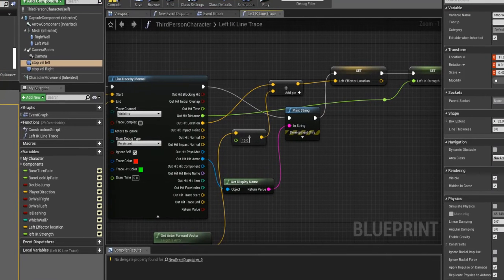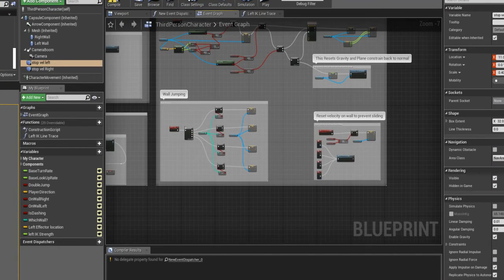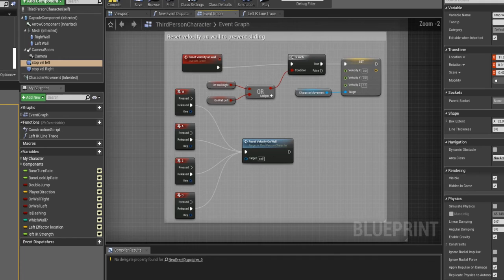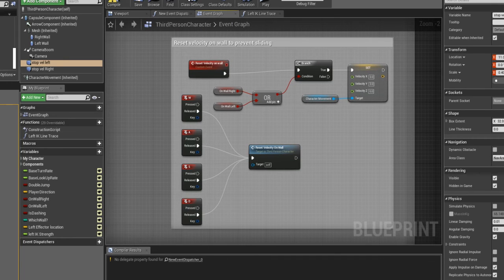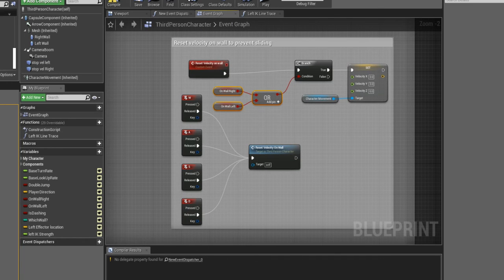I also made a custom event for this called Reset Velocity on Wall. It asks the simple question, are we on the left and right wall? If that is true, and we are not pressing W, A, S, and D, it will reset the wall velocity and effectively stop the player moving on the wall. In the next video, we're going to be covering how I set up wall jumping.